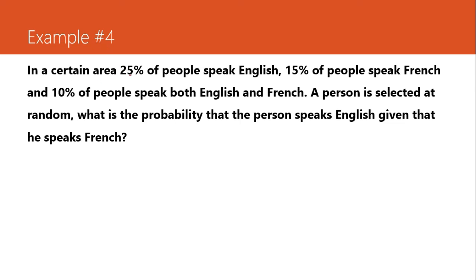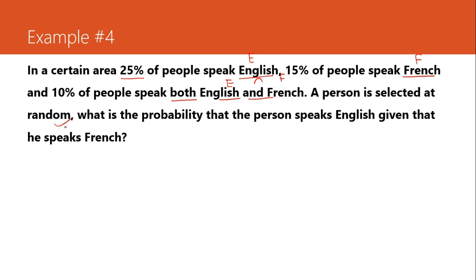Example 4. In a certain area, 25% of people speak English. Let us call it E. 15% of people speak French. Let us call it F. And 10% of people speak both English and French. So this is E intersection F. Pretty easy. A person is selected at random.